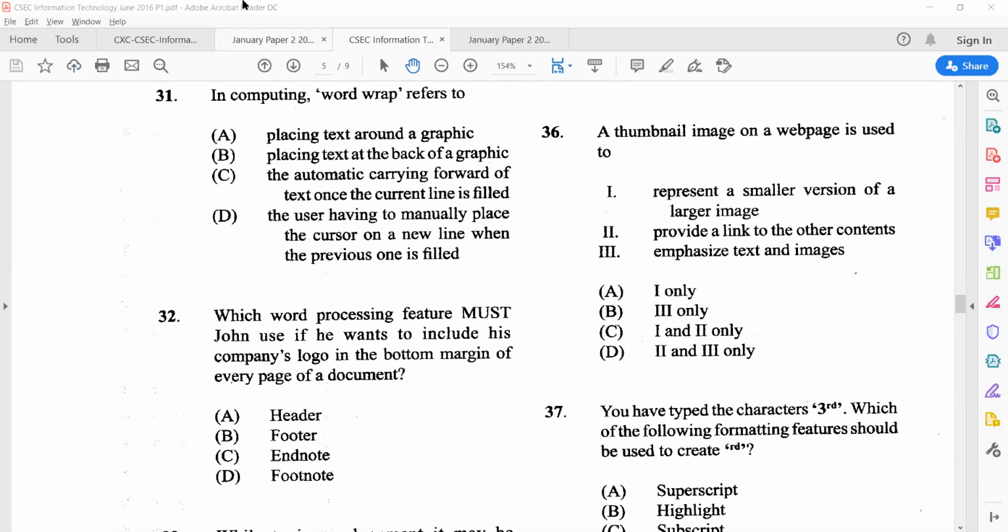In some instances, it could be a smaller version of a larger image, right? So you could have some thumbnail images, and then you click on it to see the image in a larger format. It could also be a link to other contents. In that case, it will be a hyperlink. I wouldn't say emphasize text and images is valid. So the answer for 36 is C, 1 and 2.